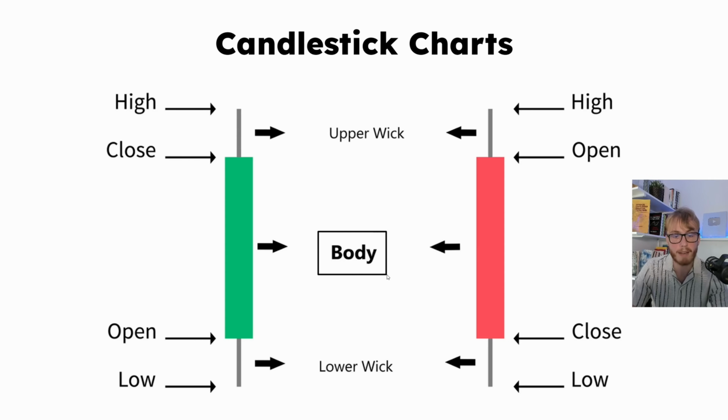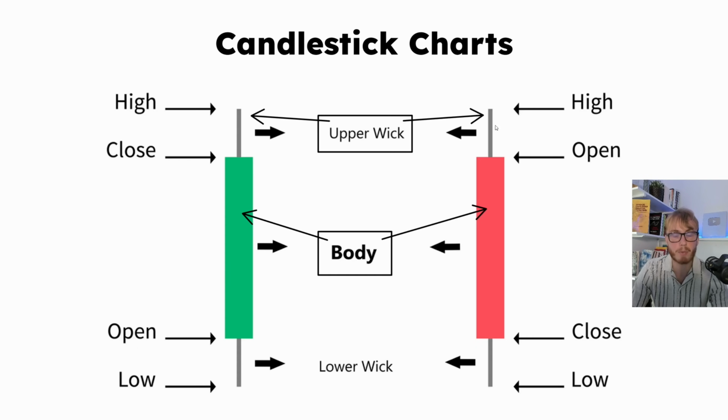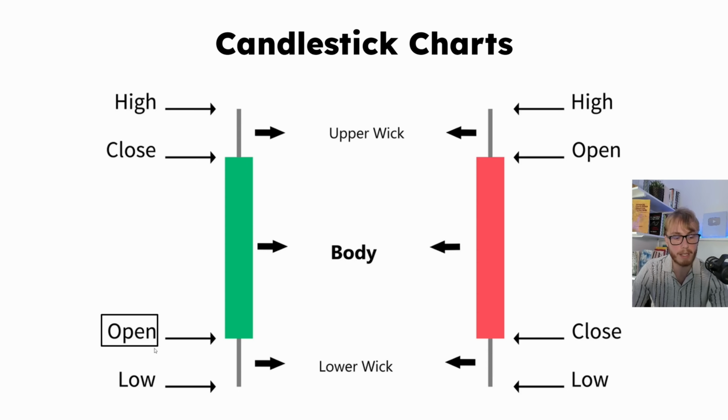First of all, we have the body, and the body is the wide part of the candles. Next, we have something called the upper wick, and the upper wick are the small lines here, which are above the body of the candle. And last but not least, we have the lower wick, which are the lines here that are below the body of the candles. And we also have something called open, low, close, and high.